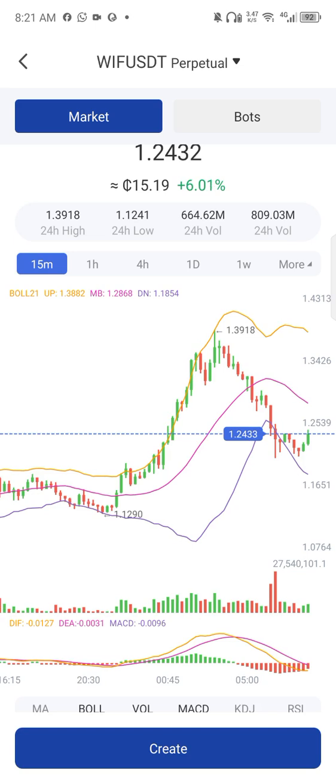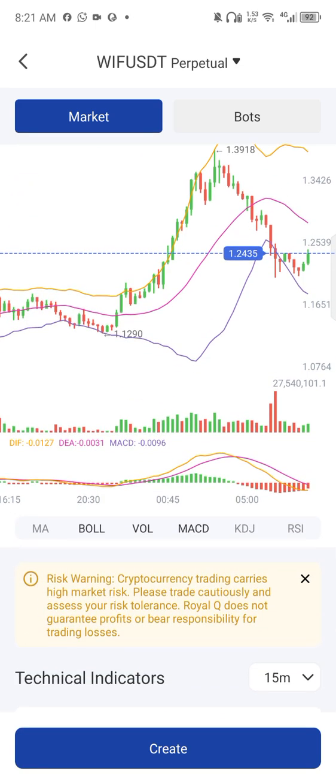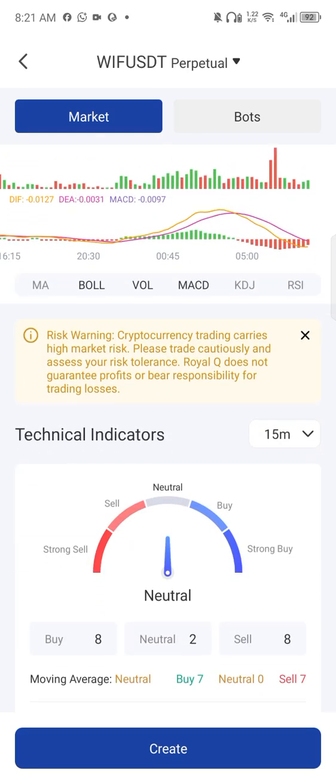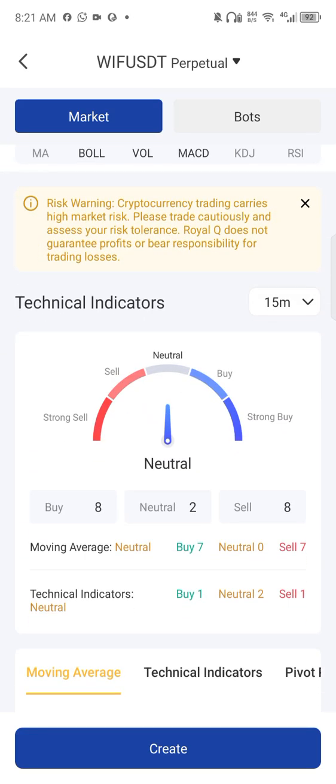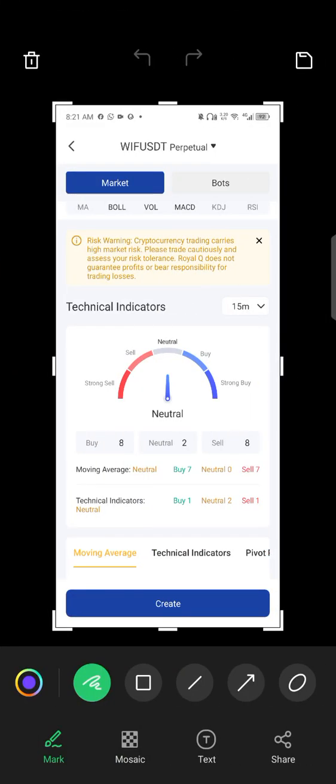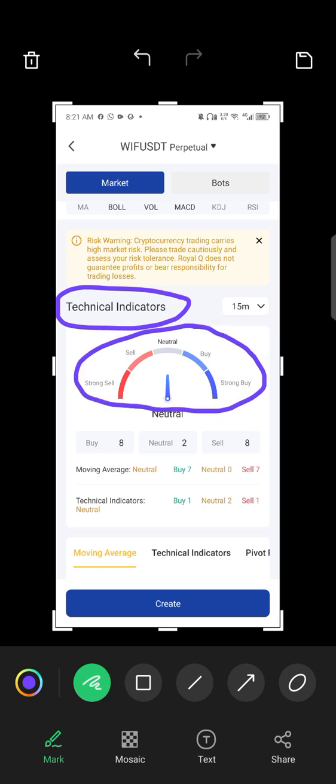So if we pick a coin like this, then we scroll down, and when we scroll down we can see that we have technical indicators here. So I want to explain this thing for us all to understand. So we have technical indicators, and the technical indicators are indicators that will help us to trade very well. We have this one here that is showing us strong buy, neutral, sell, and strong sell. So you see that this coin at the moment is a neutral coin.